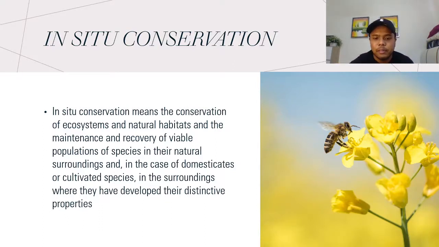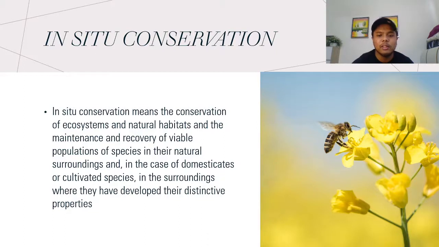So we go to in situ conservation. In situ conservation refers to the preservation and protection of the species in their natural habitat. It means the conservation of genetic resources in natural populations of plant or animal species. In situ conservation involves the management of biodiversity in the same area where it is found.